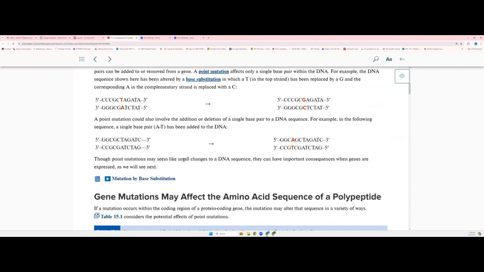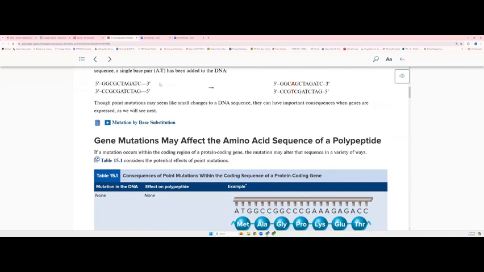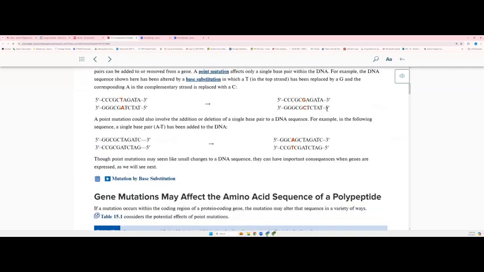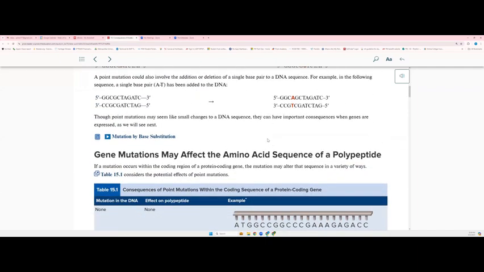Another example would be G next to C, but we insert another T between G and C. That's also adding another single base pair to this DNA sequence. Because of this addition or base substitution, the original DNA sequence is going to change completely, right? So all these cases are called gene mutation.